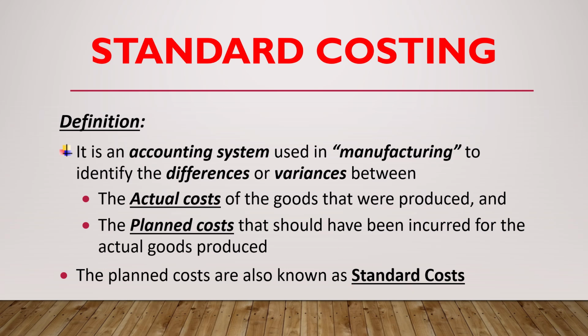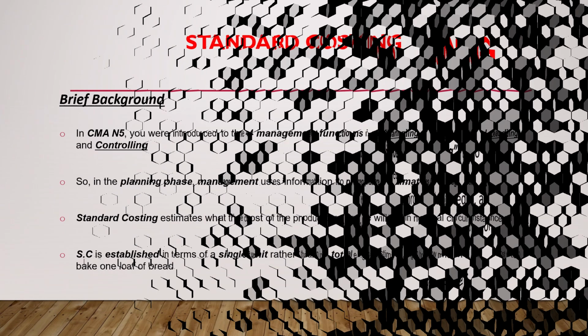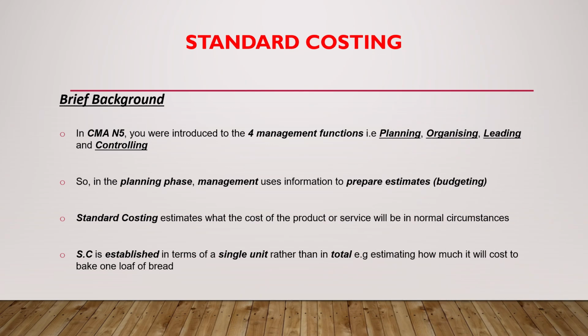All right. Let's go to the next slide. Okay. Now let me give you a brief background. If you can remember in N5, Cost and Management Accounting, you were introduced to 4 management functions, which are planning, organizing, leading, and controlling. So when does this standard costing take place? It takes place during the planning stage.